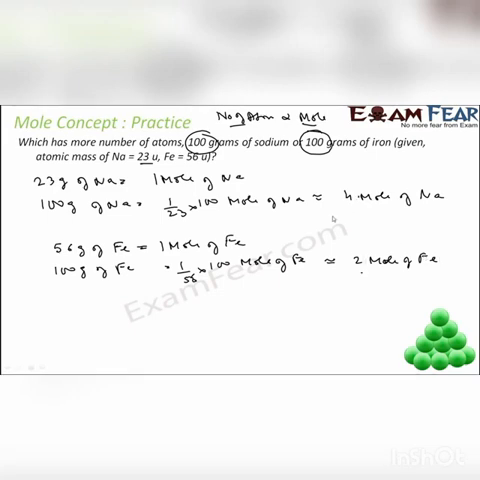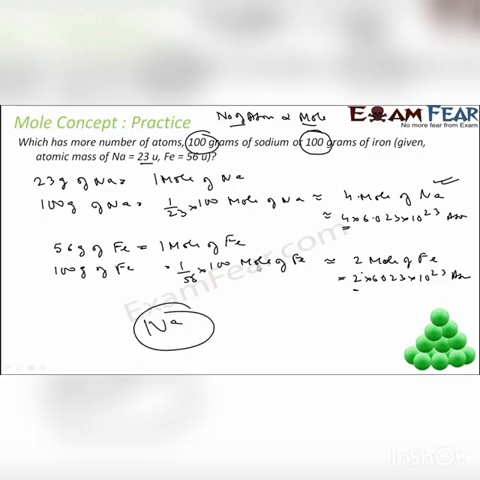This is 4 mole, this is 2 mole. This is 4 mole, that means it is 4 into 6.023 into 10 to the power 23 atoms. This is 2 mole, that means it is 2 into 6.023 into 10 to the power 23 atoms. So which one is more? Obviously sodium is more, because this is 4, this is 2. Sodium has more atoms. Right?